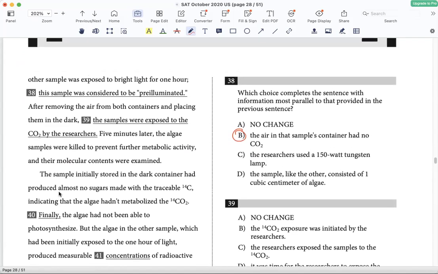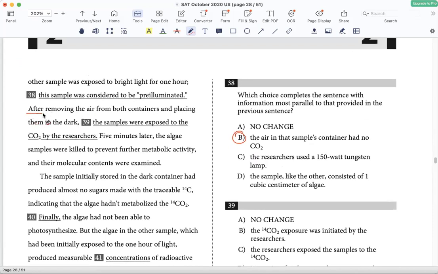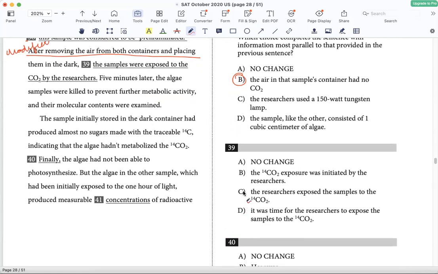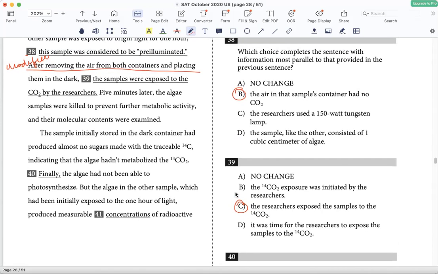Yeah, so this is a modifier question because when I say "after removing the air from both containers," this is a modifier because it is describing an action that someone did. So when I have a modifier, the part after the modifier should start with the subject that was described in the modifier. So who removed the air from both containers? The researchers. So I have to start the part after the comma with "the researchers." The researchers exposed the samples to the 14CO2.